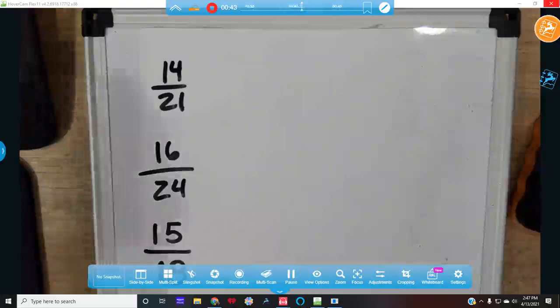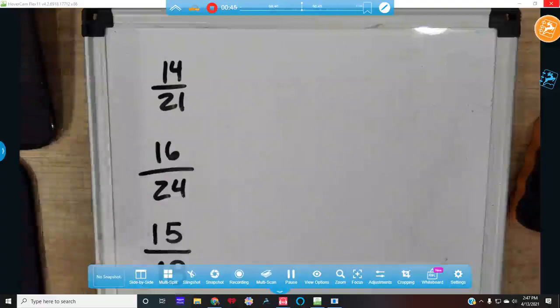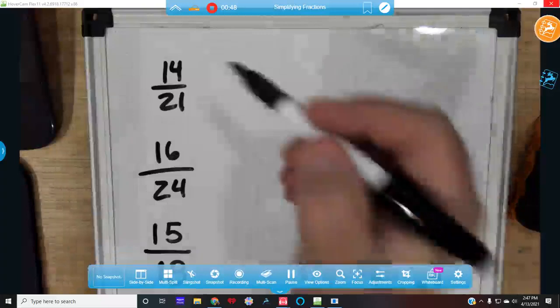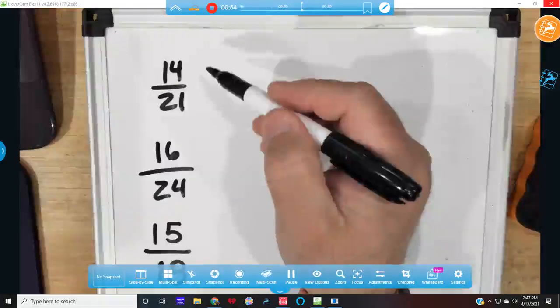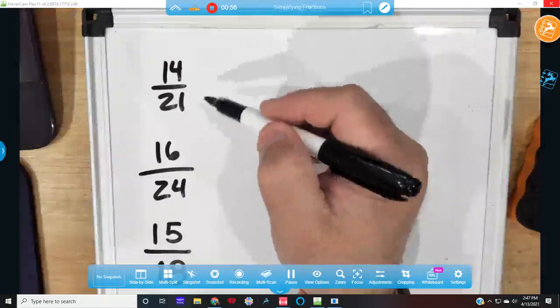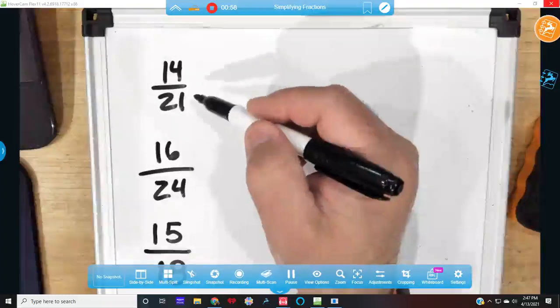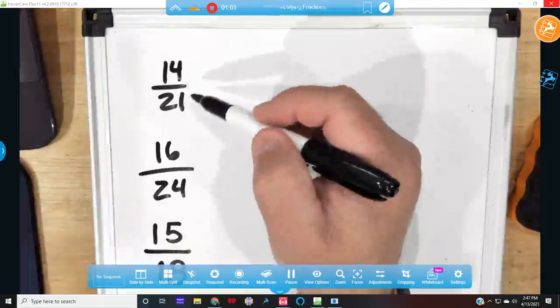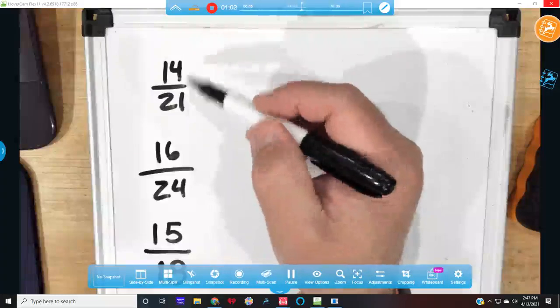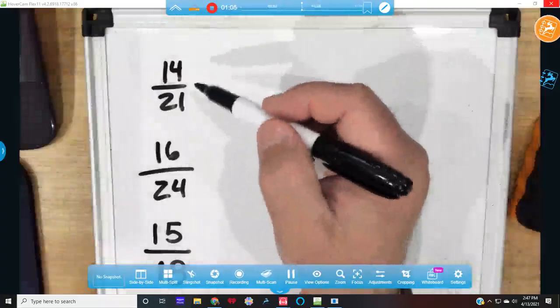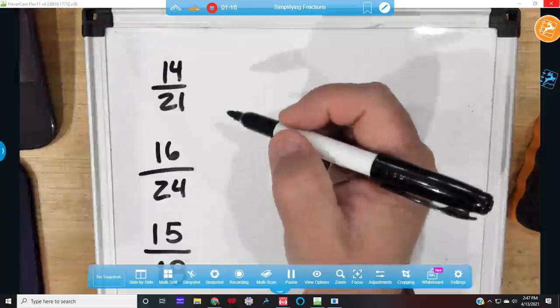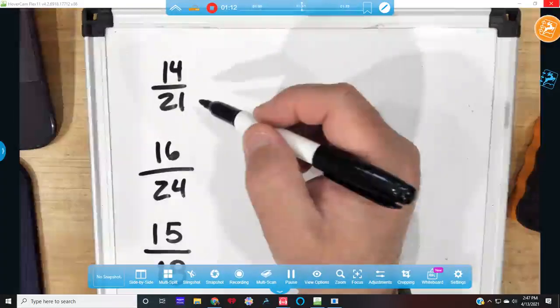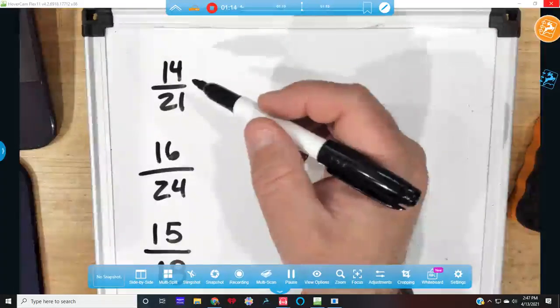So, to simplify these numbers, we're just going to go through and try to figure out which numbers go where. So 14 and 21. I'm thinking to myself, well, it can't be a 1 because there's a 4. We can't divide by 2 because this is an odd number. So we have to think of things that have these numbers in common. Well, I'm thinking to myself, I know something times 3, and I know something times 2.